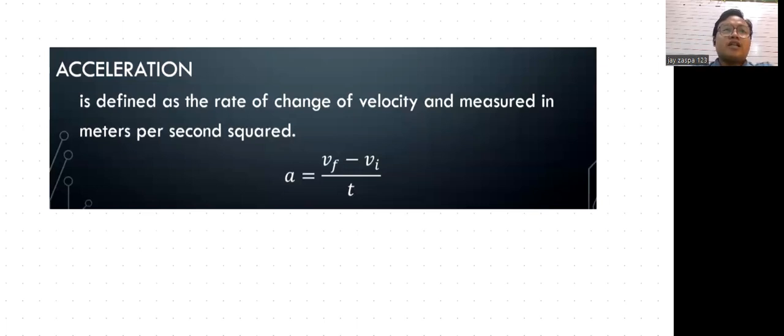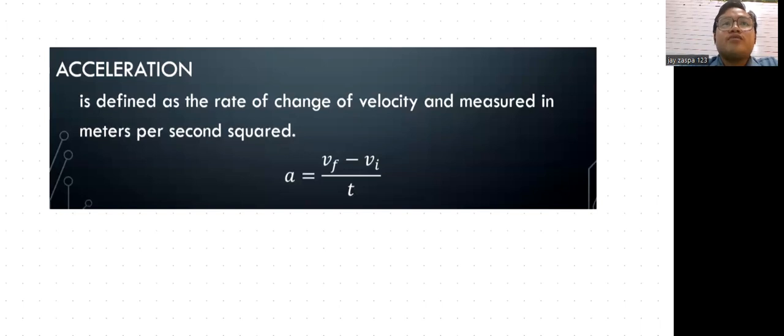So let's start with acceleration, because this is our topic and it is very important to discuss, since it is part of our quarterly exam. Okay, let's start with this.